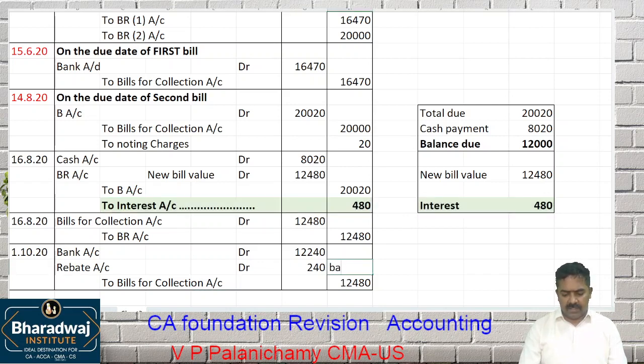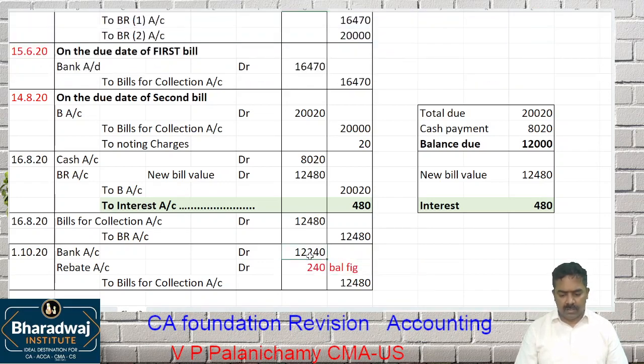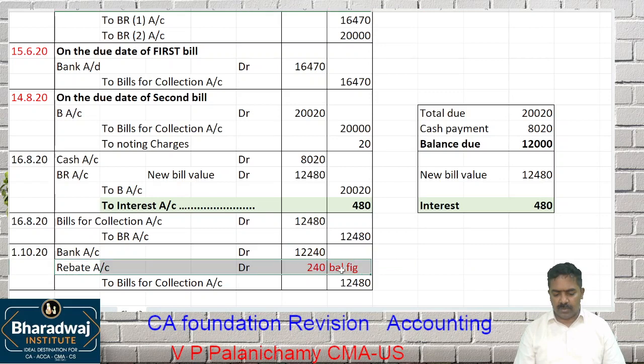This rebate is a balancing figure. Instead of paying 12,480, the customer pays only 12,240. Now the balance is called which one? Rebate. Rebate is allowed for early payment.